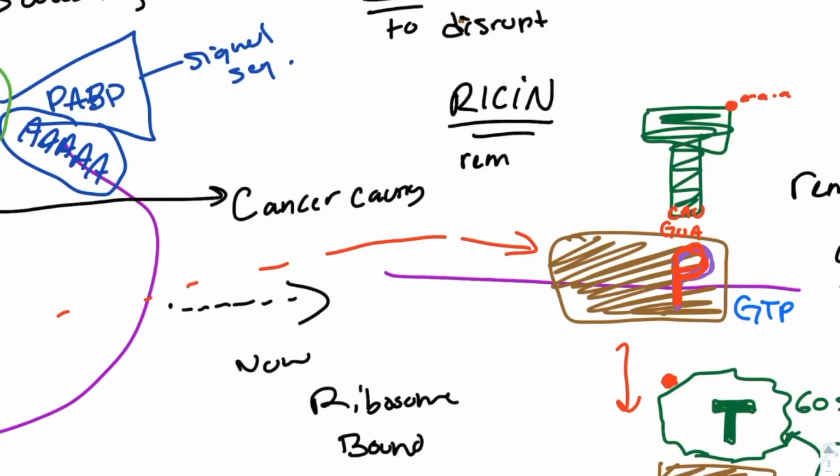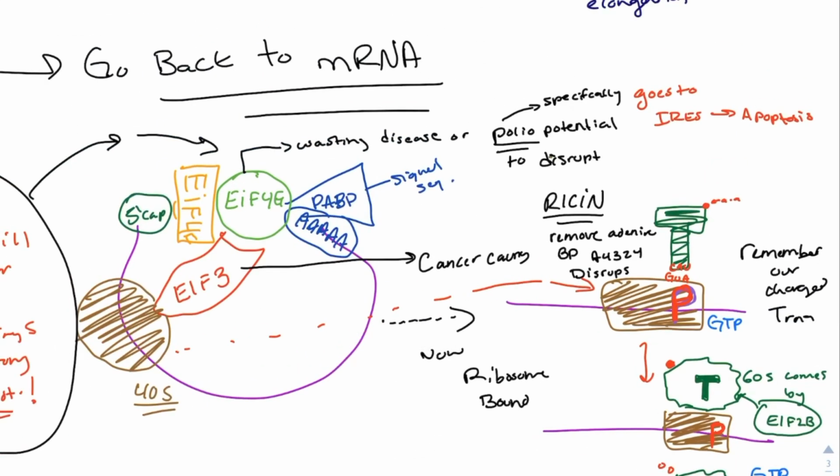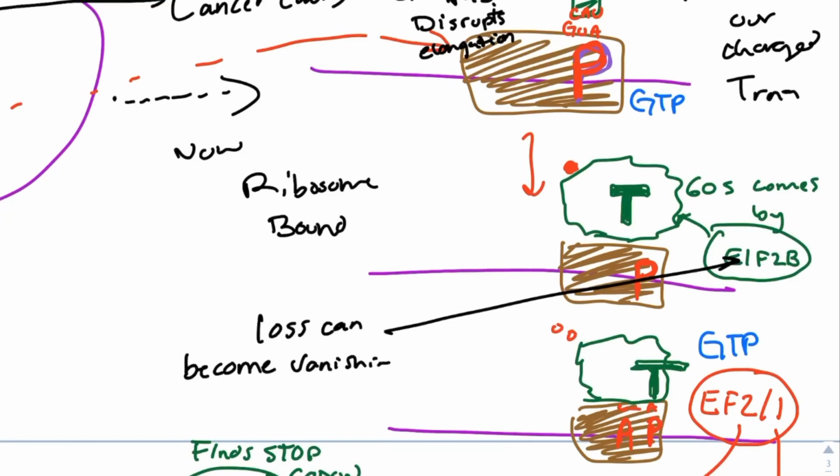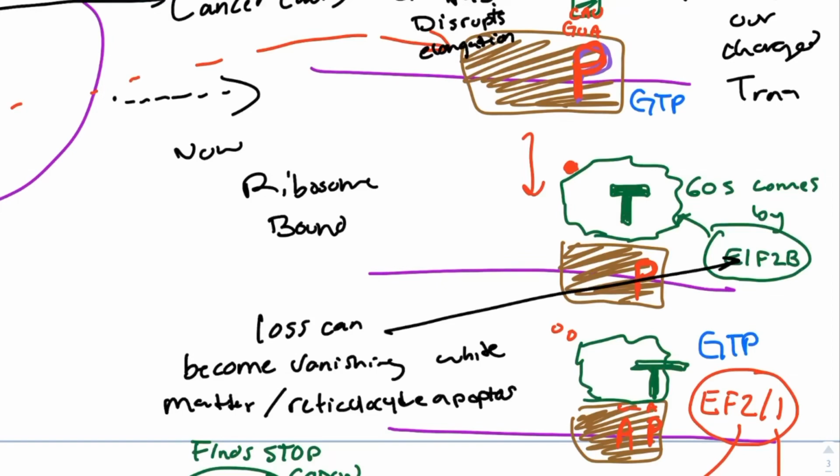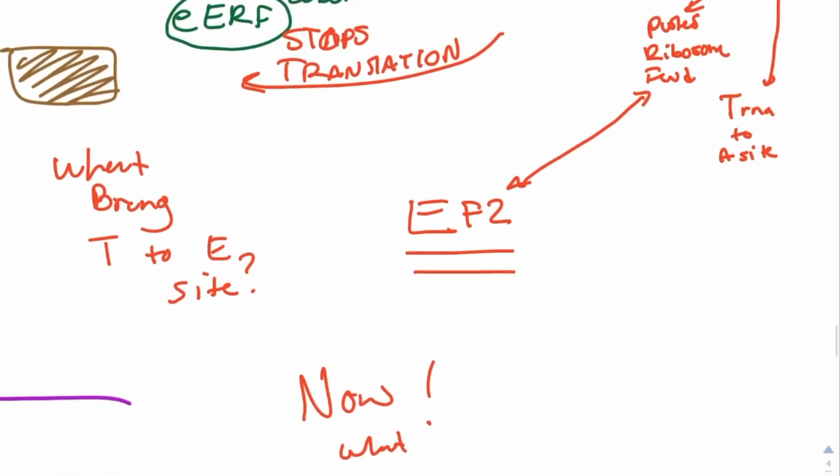Another thing, ricin, for all you Breaking Bad fans out there. Ricin removes adenine from the base pairs at A4324, and this disrupts EIF2B. It can become vanishing white matter. So another defect is vanishing white matter, and also another one is reticulocyte apoptosis. So that's another thing that could go wrong with EIF2B.